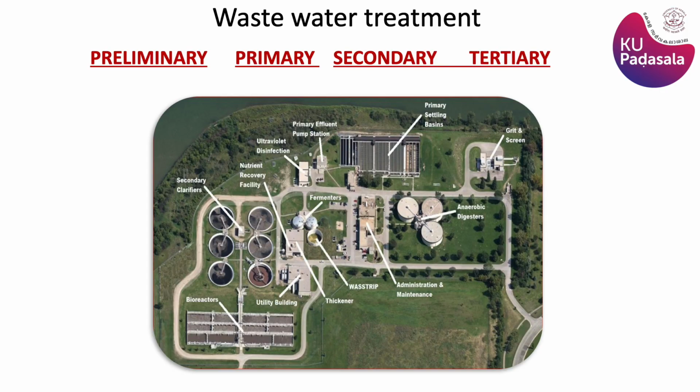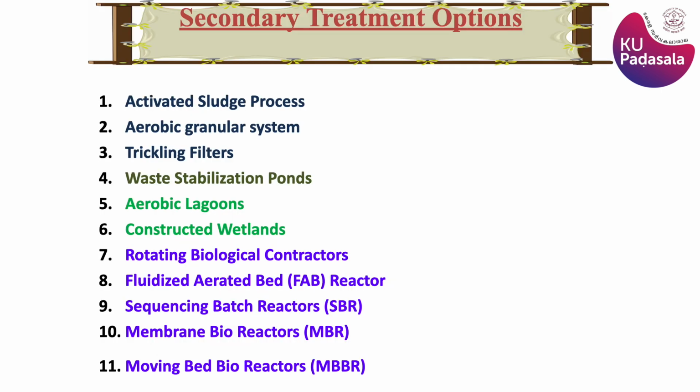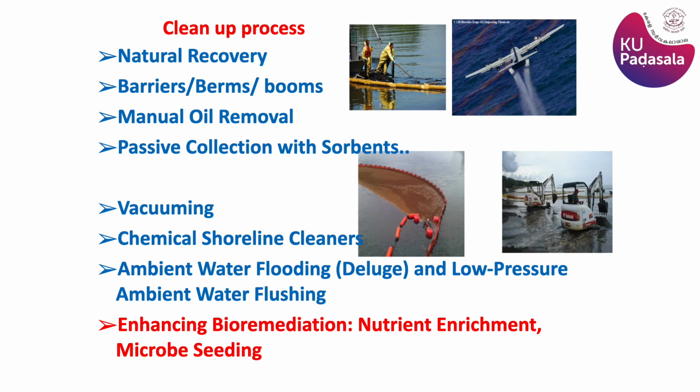So the wastewater treatment itself should have all the steps: preliminary, primary, secondary and tertiary treatments, of which the secondary treatment, including activated sludge using microbes like rotating biological contactors and membrane bioreactors, is very important. Next is the natural cleanup process by nature. Nature has its own different mechanisms, so it will clean up.